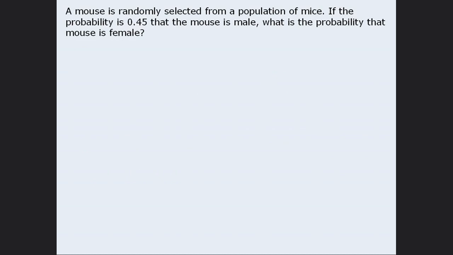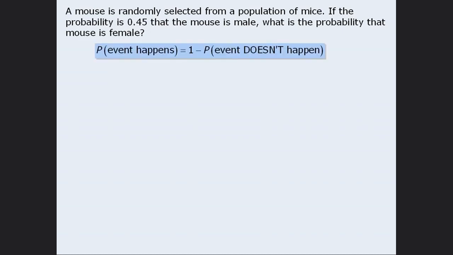In this question, we are told that the probability is 0.45 that a randomly selected mouse is male. We want to determine the probability that the mouse is female. Now note that selecting a female mouse is the complement of selecting a male mouse, so we can use the following rule. When we apply this rule, we see that the probability the mouse is female is equal to 1 minus the probability that the mouse is not female.